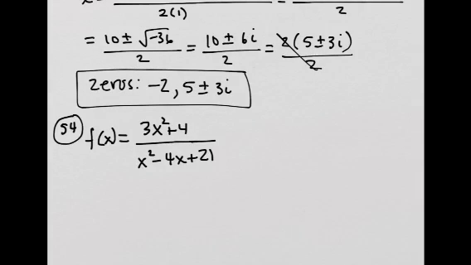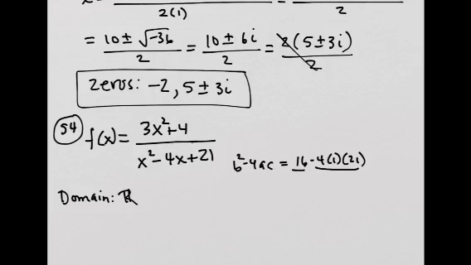Alright, so for 54, it's asking for the domain. We look at the denominator, and it doesn't factor. No factors of 21 add up to negative 4. So when you look at the discriminant, the b squared minus 4ac, that goes inside the radical of the quadratic formula, I get negative 4 times negative 4, 16, minus 4 times a times c. Without even doing the computation, you already know that this is going to be bigger than this one, right? So it's a negative inside the radical, so it has no real solution. So the domain is all reals, because nothing makes the denominator 0.